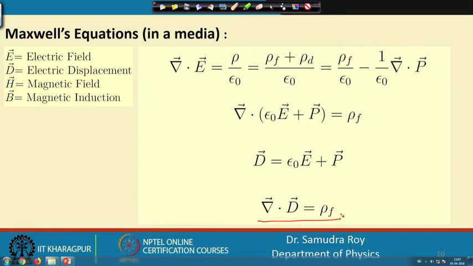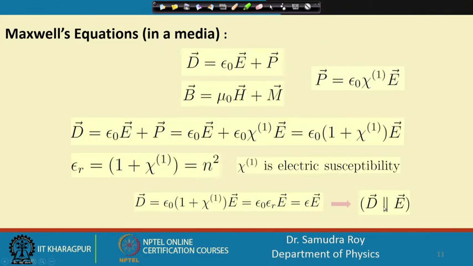So, previously in the free medium we wrote grad dot E was 0, but if the medium is not free, if some medium is there, then it is represented by grad dot D equal to rho f. Accordingly, other equations will be modified slightly, and all this modification will come because of this polarization term which is here. If I go to the next slide, which is the continuation of Maxwell's equation in a media.